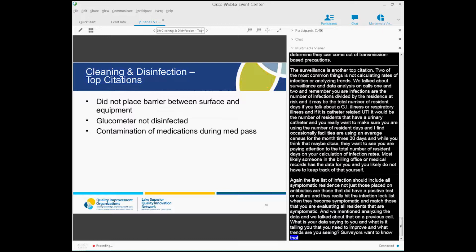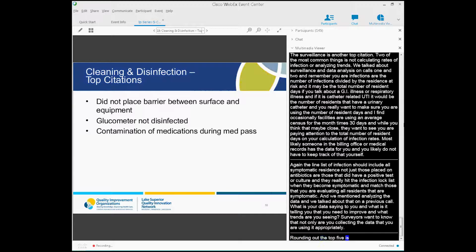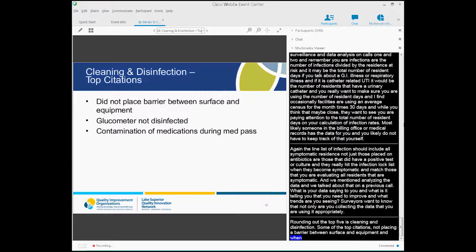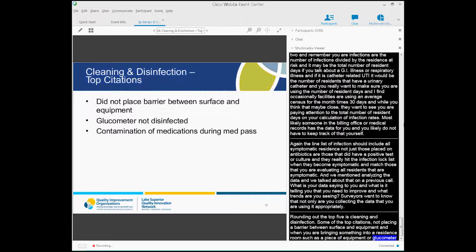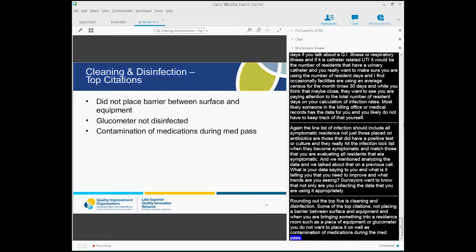Rounding out the top 5 is cleaning and disinfection. Some of the top citations: not placing a barrier between surface and equipment. So when you're bringing something into a resident's room, such as a piece of equipment or a glucometer, you don't want to place it on the over bed table without a barrier, not on the resident's bed or the resident's chair. Another high area of citations relates to the glucometer not being disinfected appropriately between uses, as well as contaminations of medications during the med pass. Do you watch your medication preparation and distribution? Do you do any kind of audits?